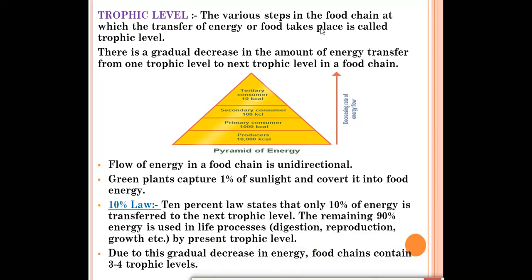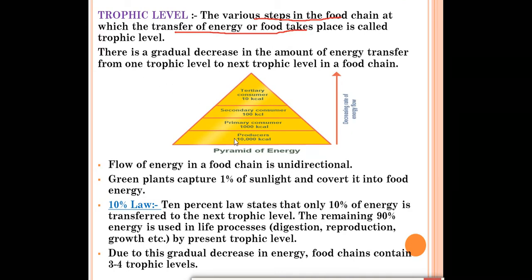The various steps in the food chain at which transfer of energy or food takes place is called a trophic level. Okay, the steps in the food chain where transfer of energy or food will take place, that is called trophic level. There is a gradual decrease in the amount of energy transferred from one trophic level to the next trophic level in a food chain.